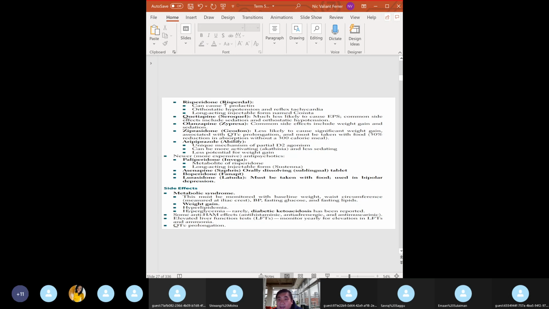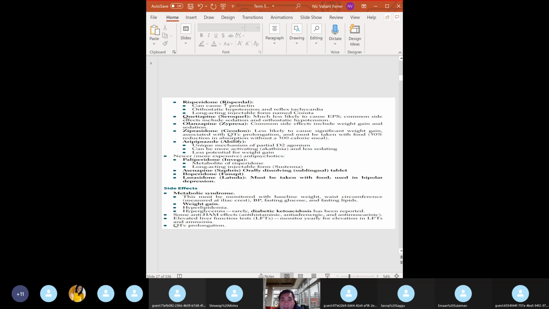Ziprasidone, high yield. This is the only atypical antipsychotic associated with QT prolongation. Ziprasidone. This is Geodon, right? And another high yield point: it must be taken with food. If not, there's a 50% reduction in absorption without a meal. So tell your patient to eat food and then get the drug. Okay, swallow the drug afterwards.